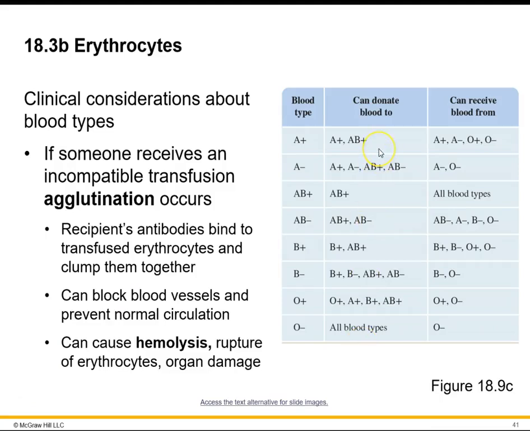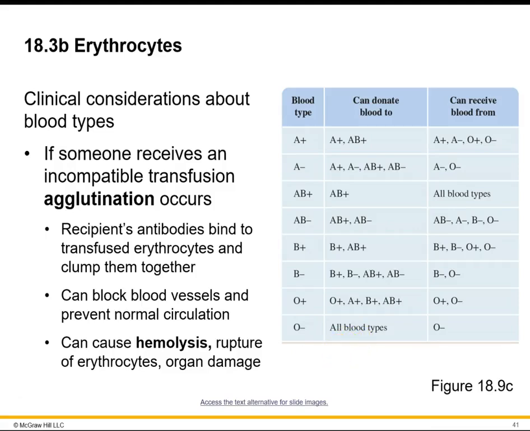Okay, now let's just look at this chart. There's a lot of information here, but what I want you to focus on is the universal donor, which is O negative, and the universal recipient, which is AB positive. So, O negative can give to any blood type there is.